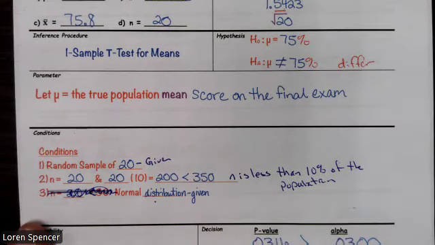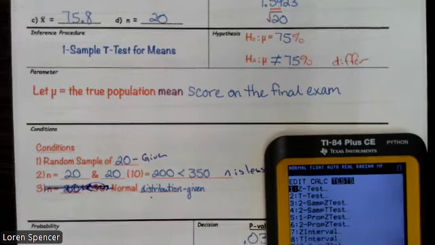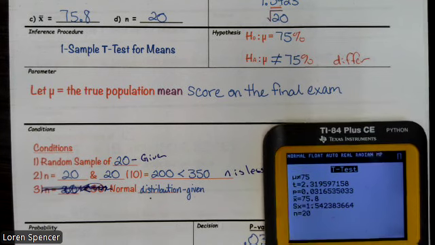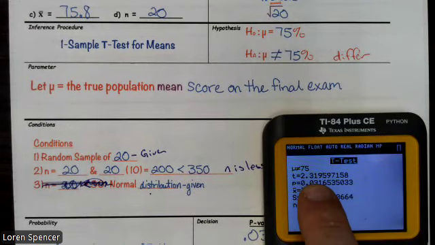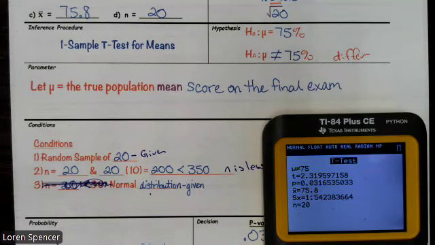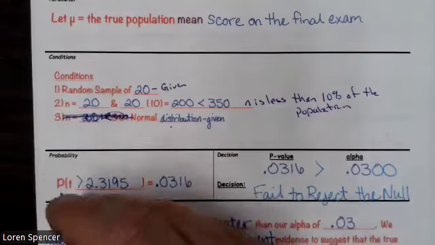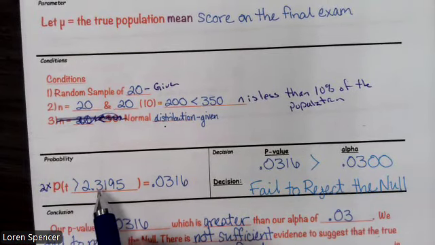All right. So let's go ahead and run this test. So stat test, t-test, we have data. Our claim is 75. We have not equal. And we calculate. And in this case, we end up getting a t statistic of 2.3195 and a p-value of 0.0316. Now we have to be careful. Don't forget, this was a two-tailed test. So we need to put 2 times the probability that t is greater than.